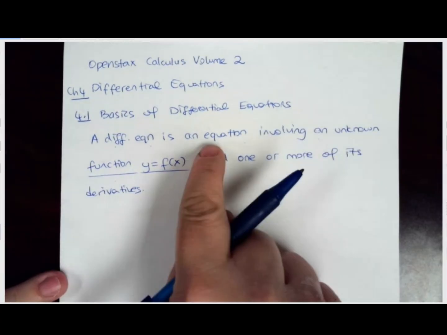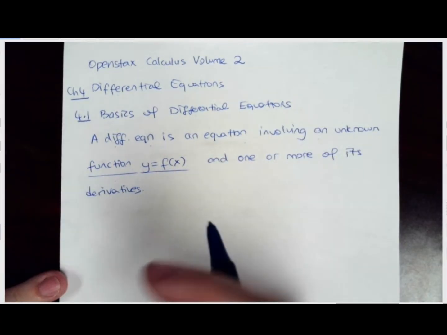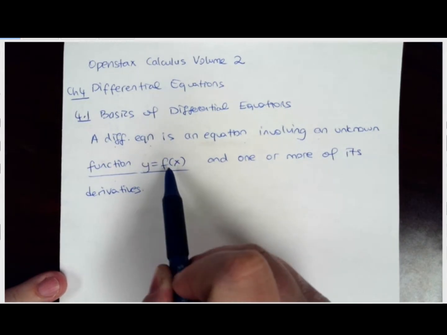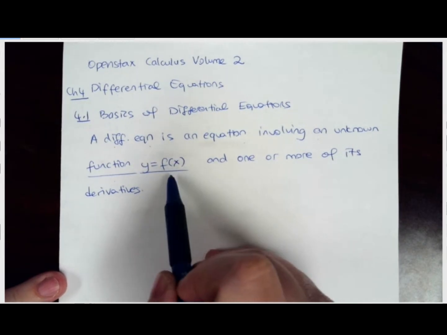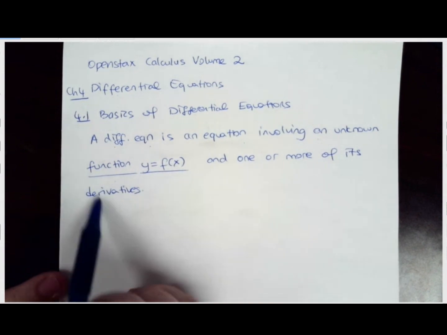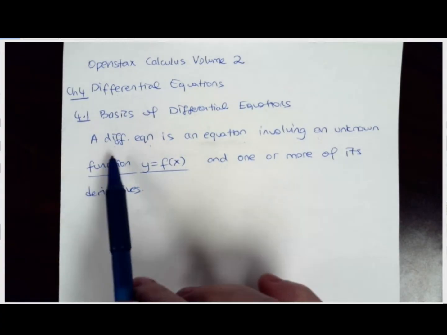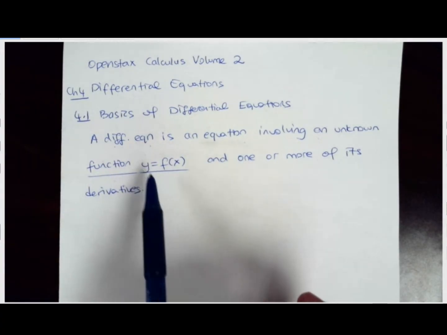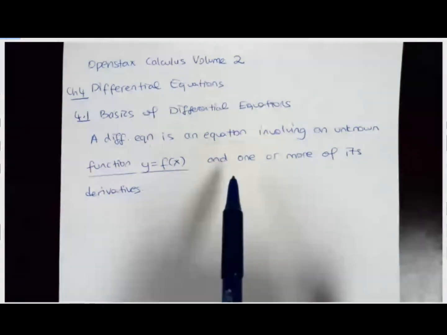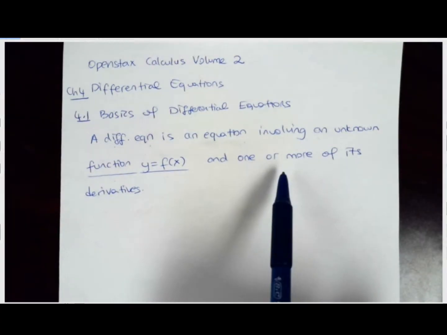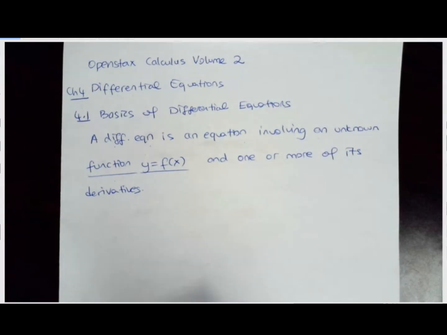We have some idea, some information about how this function changes. Is it increasing? Is it decreasing? Because remember, the derivative tells us about the rate of change of a function. A differential equation has that information. It gives us information about how this function is changing, and then we need to figure out what this function is.